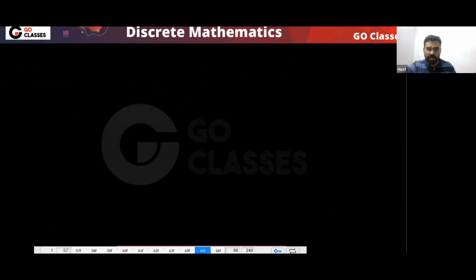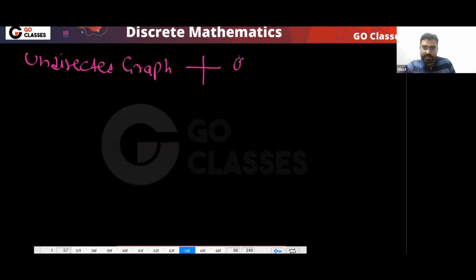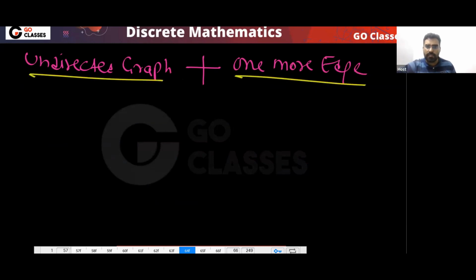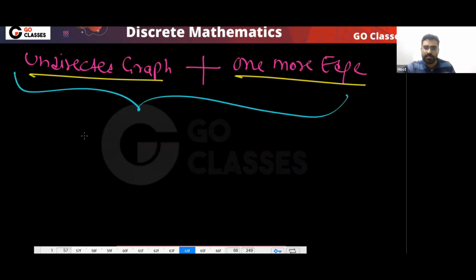Remember what we are doing? You have an undirected graph, and in that undirected graph you are adding one more edge. The only edge you are adding is between existing vertices. Then if you do this, what can you say about the number of components?